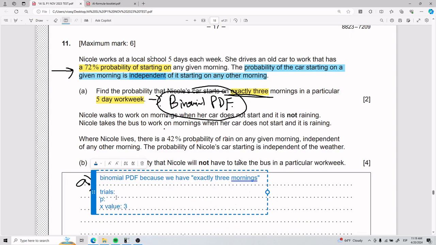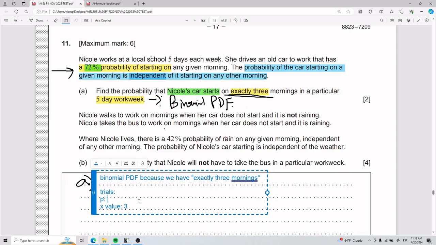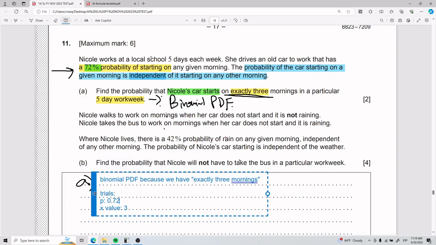Now, this p is the probability of it starting, right? Why are we looking for the probability of it starting? Because here it says, find the probability that Nicole's car starts. Okay, so probability of it starting, we said earlier 72%. So that is why this p is going to be 0.72, because 0.72 is 72%.